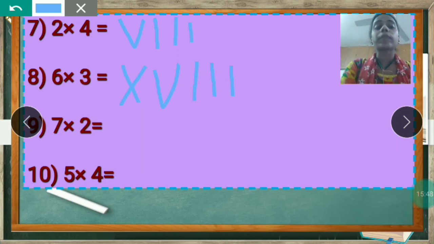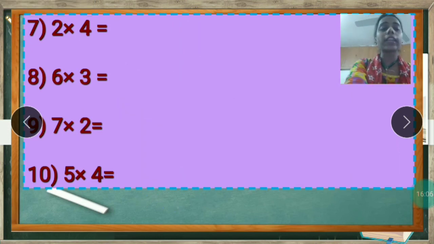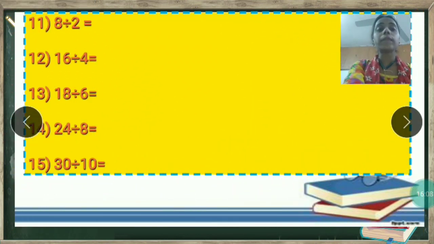Now, next question. 7 multiplied by 2. 7 twos are 14. So, how will I write 14? 10 plus 4. So, X, I, V. Now, students, 5 multiplied by 4. 5 fours are 20. So, how will we write 20? We will write X and X. So, 10 plus 10 is equal to 20. Okay. Now, students, the last one.